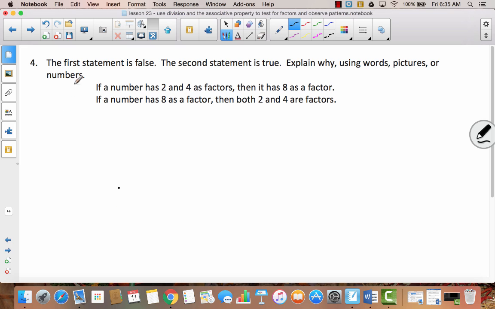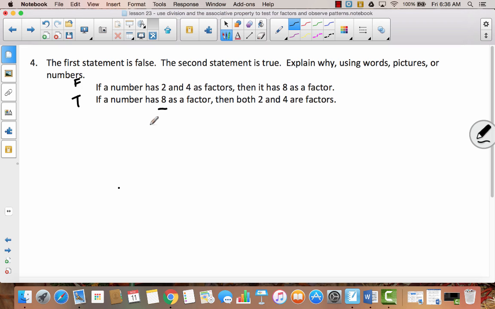So it says that this is false, and it tells us that this is true, and we're trying to prove that the second statement is true. So how can we prove that if a number has 8 as a factor, then both 2 and 4 are factors? Well, how do you prove that a number has 8 as a factor? Well, you could show it using division, right?